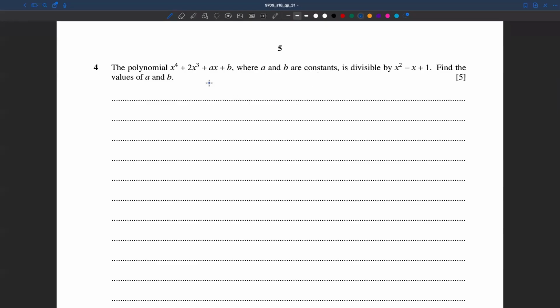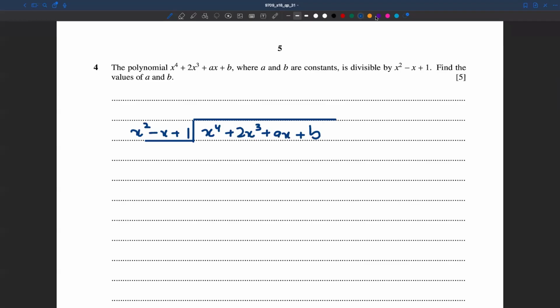It says in question 4 that the polynomial is divisible by x squared minus x plus 1. When it says divisible, it means that the remainder will be 0. So in the first step, what we'll do is we'll just start dividing these two terms. So we have over here x power 4 plus 2x cubed plus ax plus b, and this is x squared minus x plus 1.